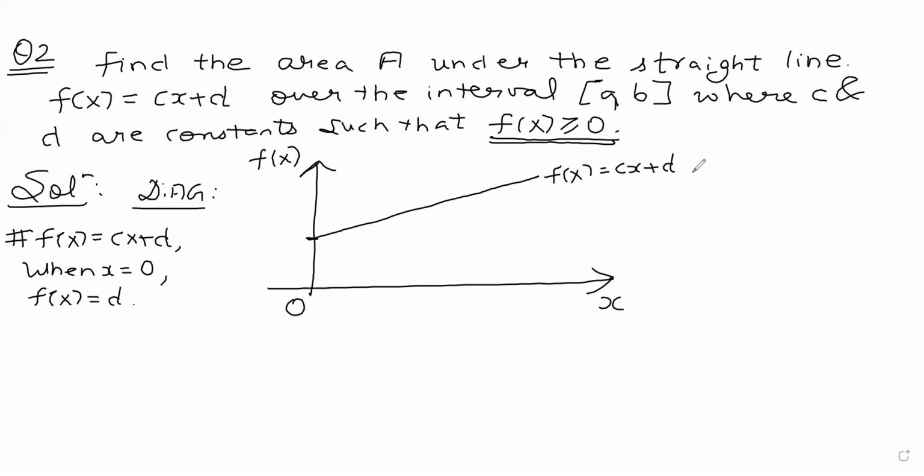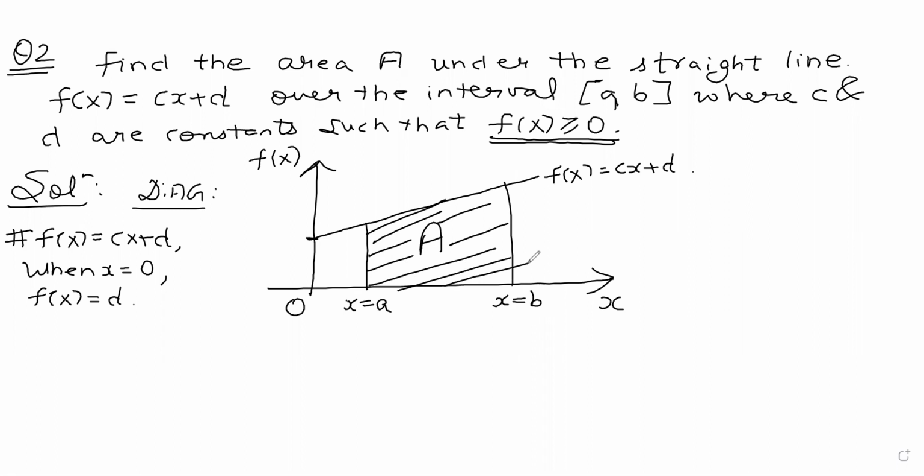We now need to find the area of this from x equal to a to x equal to b. So this is the required area we need to find out. So how will we find the required area, guys? Directly apply the formula which we have learned.